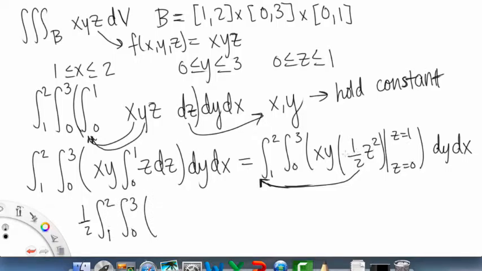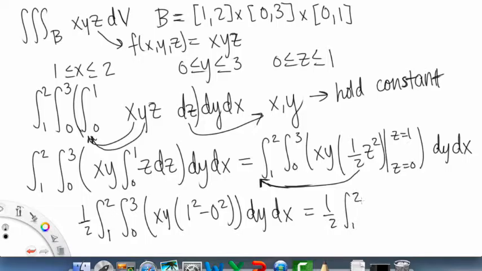So what we get on the inside is xy still sitting there. And then we have z squared, which when we plug in 1 squared minus 0 squared, and then dy dx. Okay, so now this simplifies to 1/2, integral from 1 to 2, from 0 to 3, and just xy, right? dy dx. Okay, so like I mentioned before, now we're down to a double integral, basically.